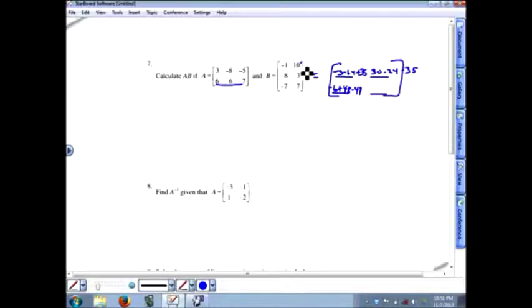This is second row, second column here. Second row, second column. 6 times 10 is 60. 6 times 3 is 18. And then 7 times 7 is 49. So simplifying those numbers, as best you can without a calculator, I know it's tough. We're going to have negative 32, negative 7, negative 29, and 127.